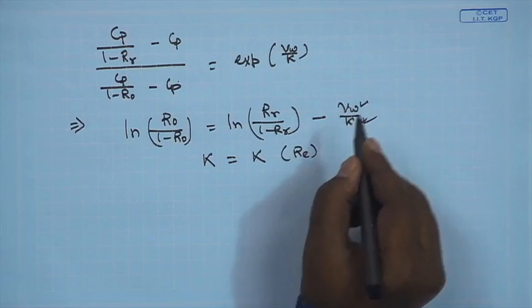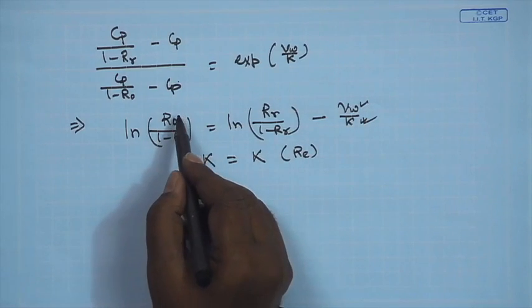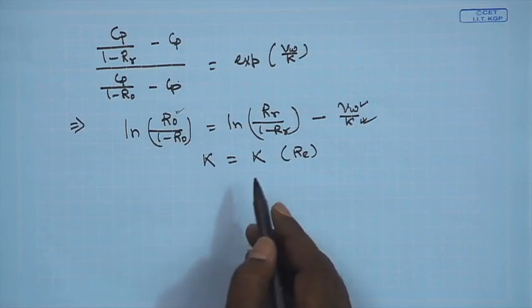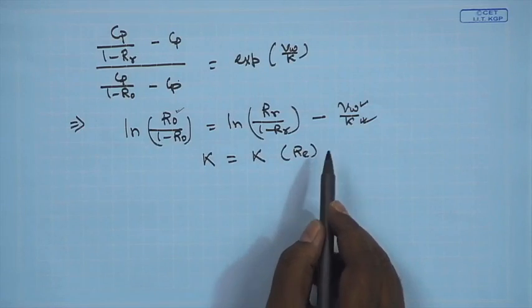Once the mass transfer coefficient is altered, the permeate flux will be altered, and it will also affect the permeate quality. So, the observed retention will be altered, because the permeate concentration will also be altered. Therefore, we change the cross flow velocity and get different values of mass transfer coefficient and permeate flux, and then we plot ln R naught by 1 minus R naught versus Vw by k.